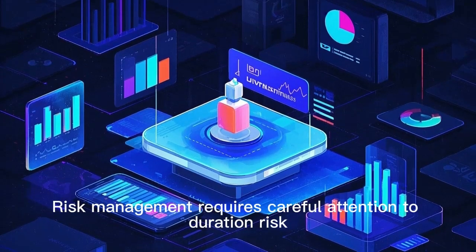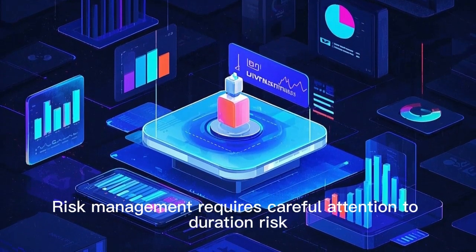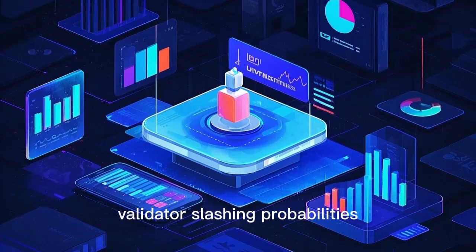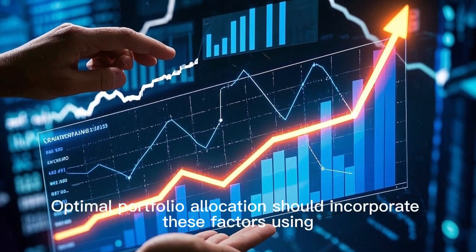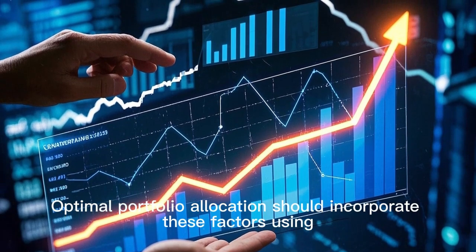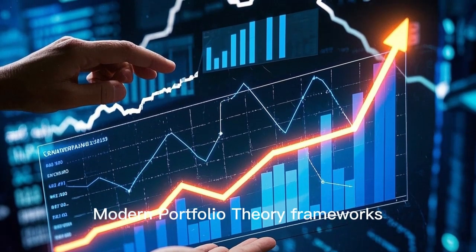Risk management requires careful attention to duration risk, validator slashing probabilities, and token velocity dynamics. Optimal portfolio allocation should incorporate these factors using modern portfolio theory frameworks.